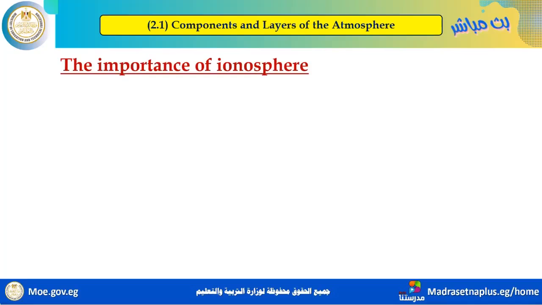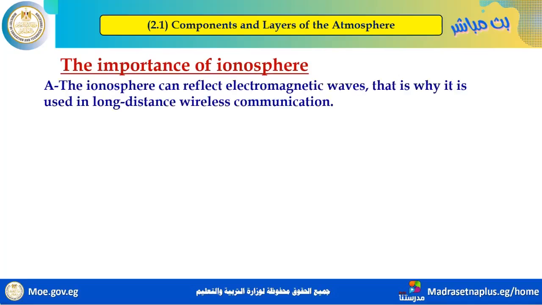Importance of the ionosphere. The ionosphere can reflect electromagnetic waves. That is why it is used in long distance wireless communications. It reflects electromagnetic waves like radio waves. That is why electromagnetic waves, which need a very high speed, can reach us. That's why it is used in long distance wireless communication.